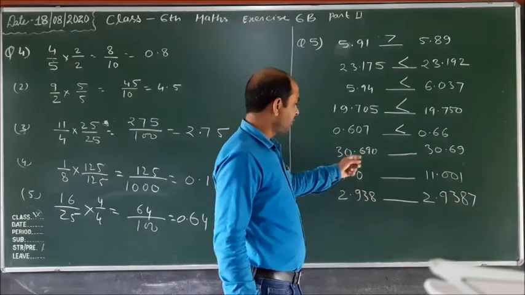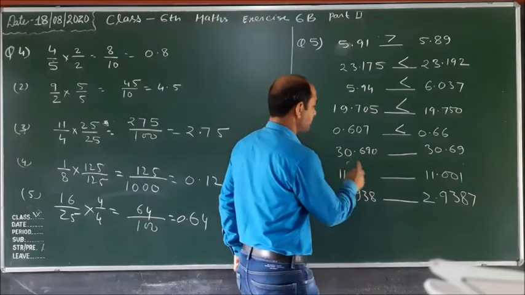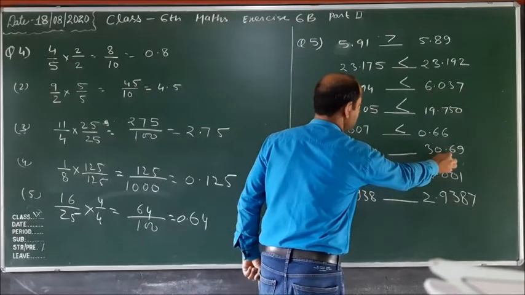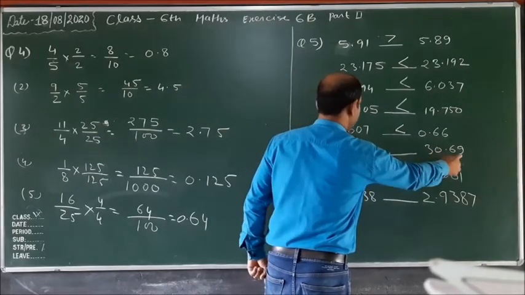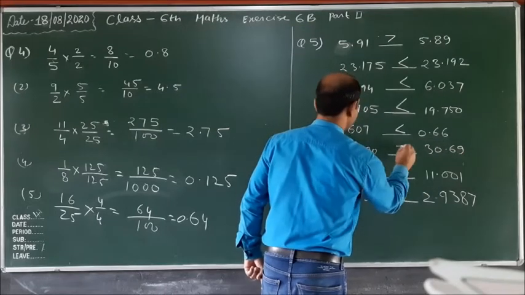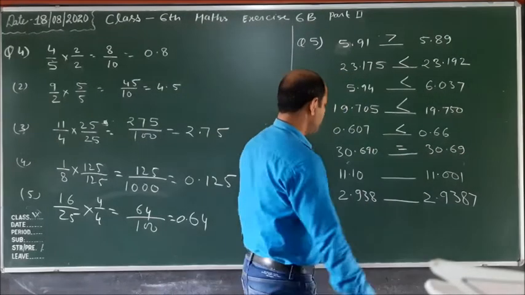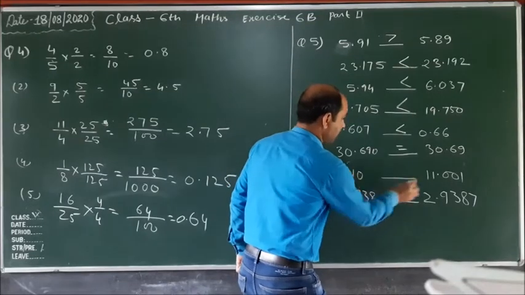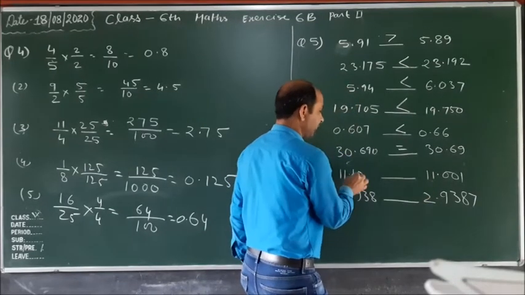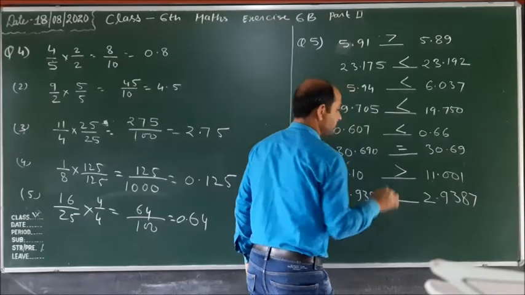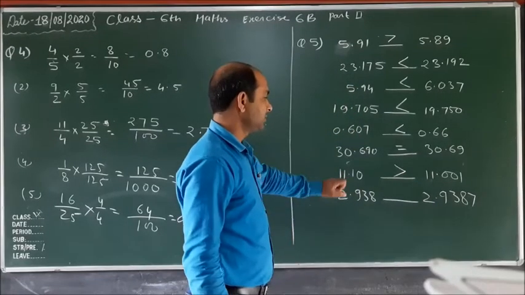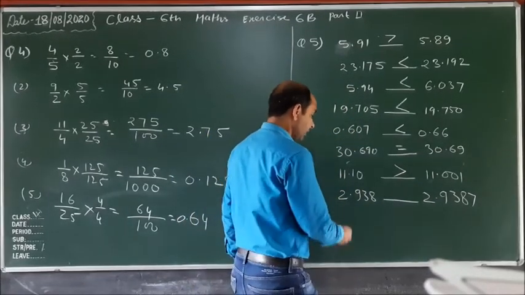Now 30.690, 30.6, here 6, here 9, here 9. So this is equal. Okay. Now 11, here also 11, here 1, here 0. So this decimal is greater.